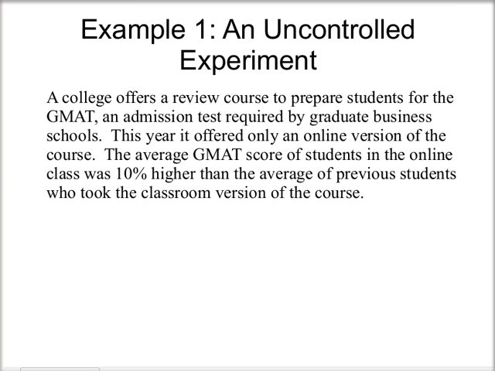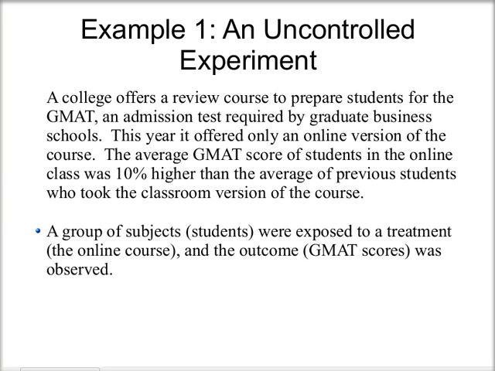Let's look at an example. A college offers a review course to prepare students for the GMAT, an admission test required by graduate business schools. This year it offered only an online version of the course. The average GMAT score of students in the online class was 10% higher than the average of previous students who took the classroom version of the course.